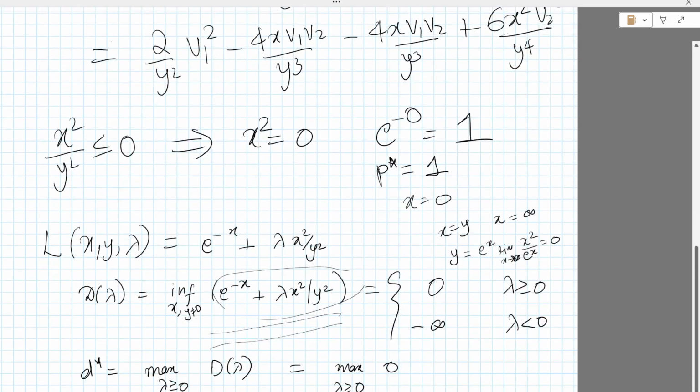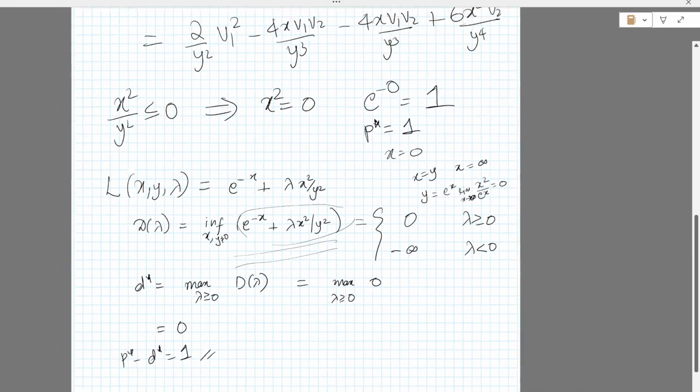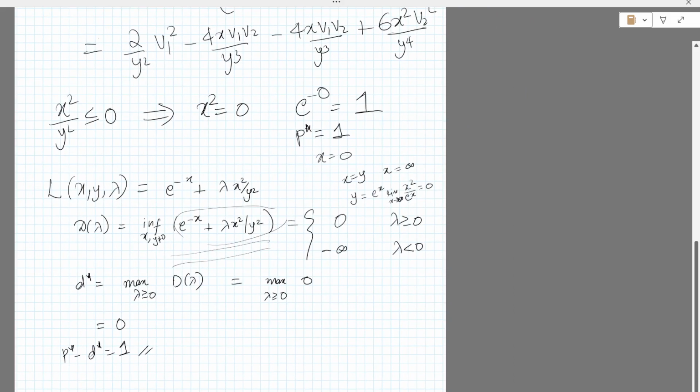Okay. So this duality is quite often used when you develop algorithms to solve optimization problems, and basically creating algorithms. Okay. So that's it for today.